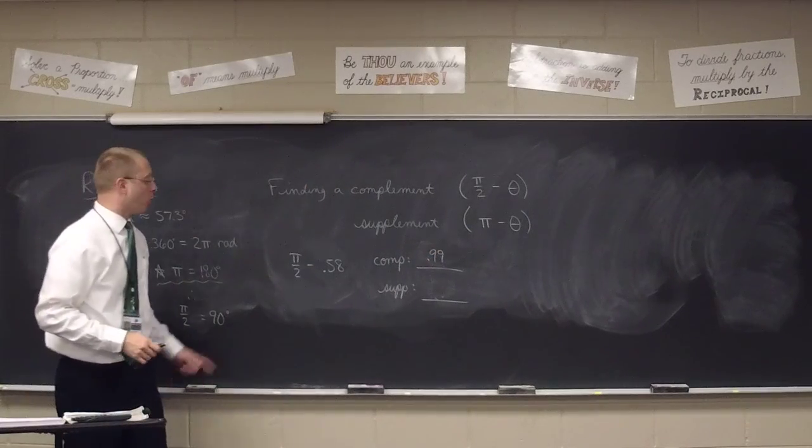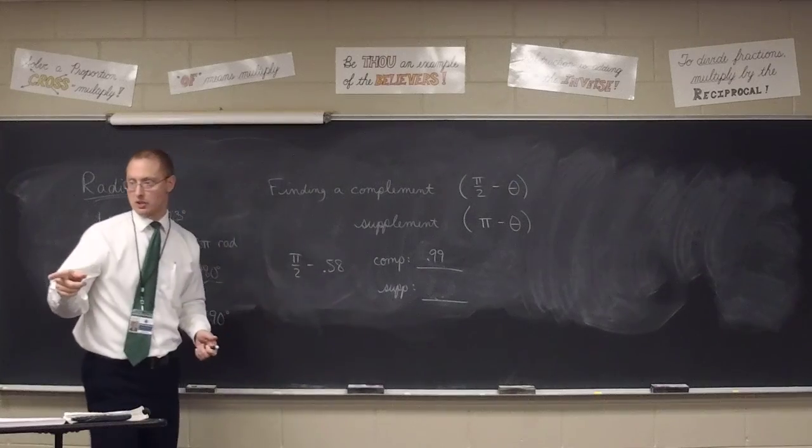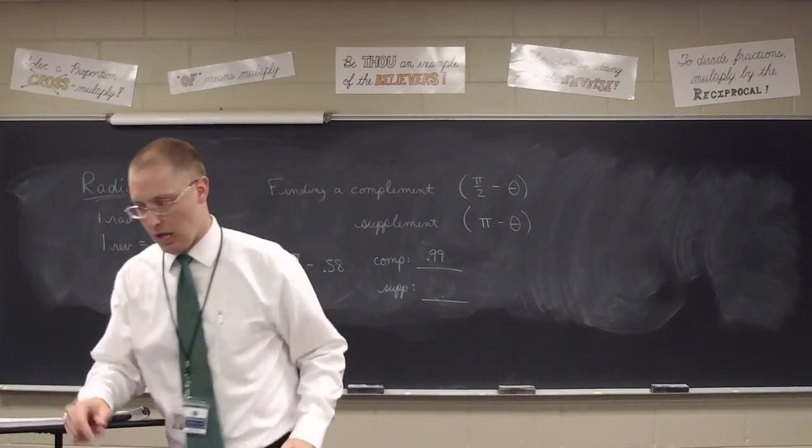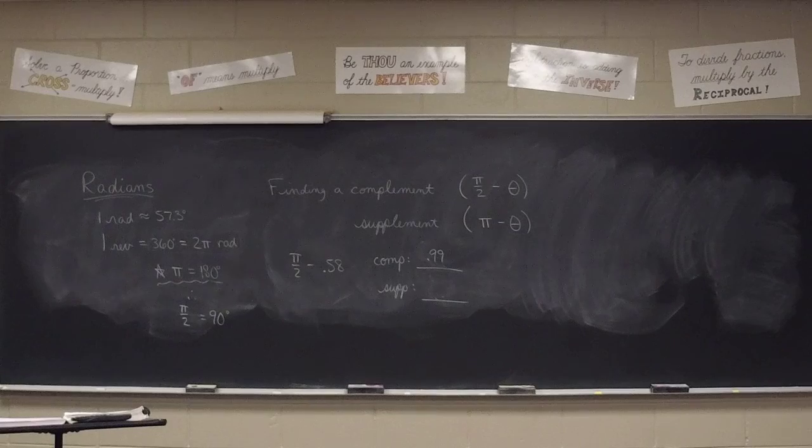0.99. Make sure Ethan's got it. Pi divided by 2, and then subtract the 0.58. Okay, clear. Okay, so where's the pi button? Oh, you're kidding. You're doing the second function of pi. That's awful. Divided by 2 minus 0.58.